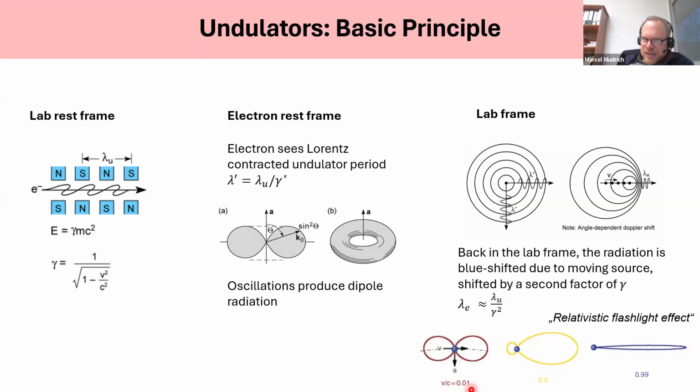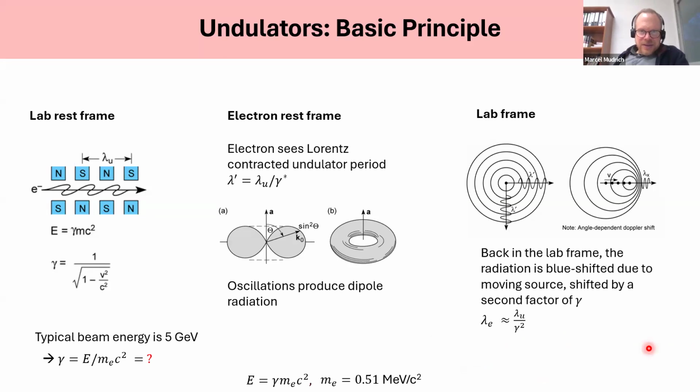So down here you see that if the velocity of electrons v over c is low, 0.01, it's just a dipole pattern. As we approach the speed of light, the emission pattern gets very much forward peaked, and this is also called the relativistic flashlight effect, which helps us to get a beam out of the bending. That's at the origin of the beamline emission pattern, even from the bending magnet.